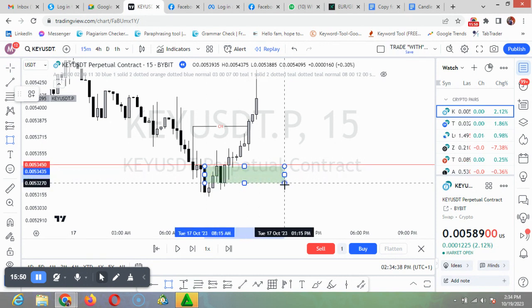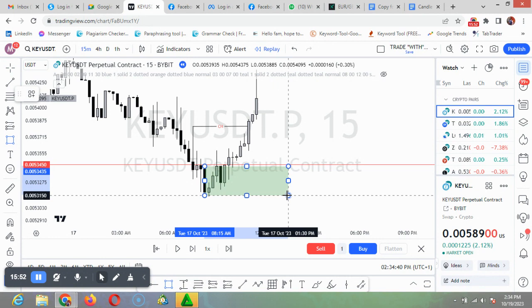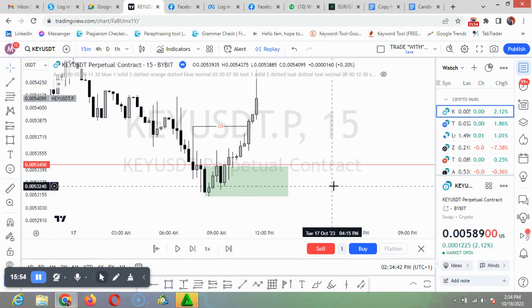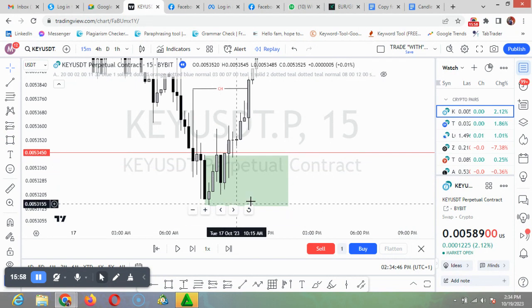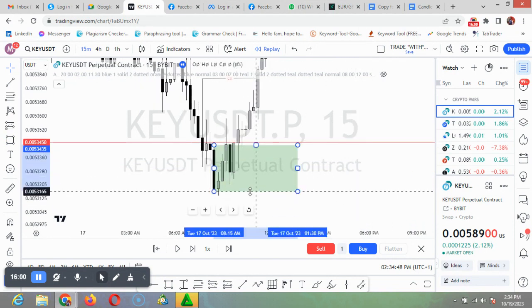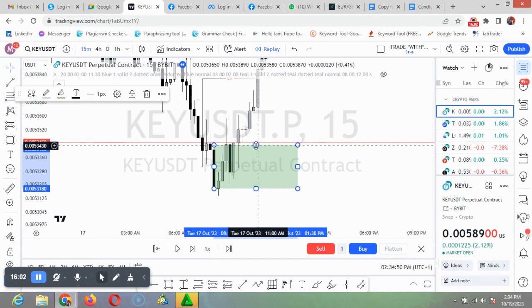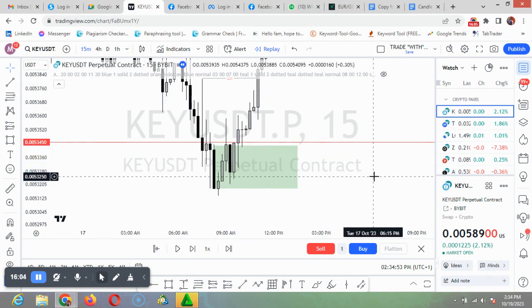I mark the whole candle. I just mark it out. I mark the whole candle, from the top to the bottom of the candle. I just mark everything. So you mark everything. You mark the whole candle, the top to the bottom of the candle.